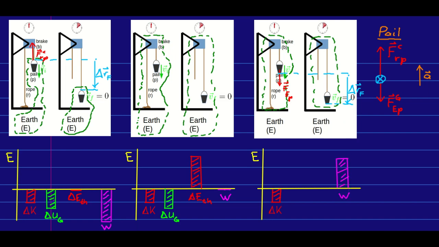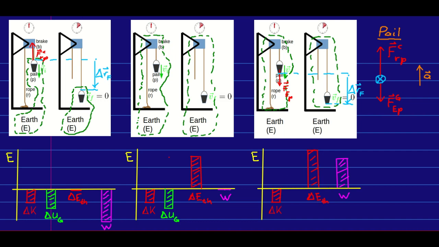Note that we can't talk about a change in gravitational potential energy because we haven't included the Earth in our system, but we're still accounting for the effects of gravity through the work that the gravitational force does on the system. Once again, the rope and the brake are included in the system, and so we have the thermal energy, and there's a positive change in thermal energy.